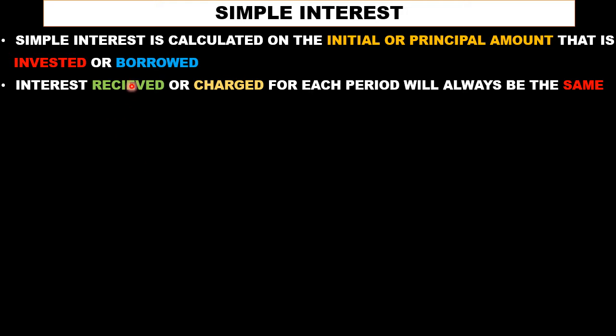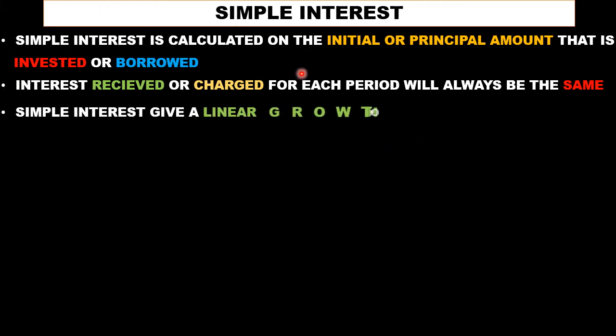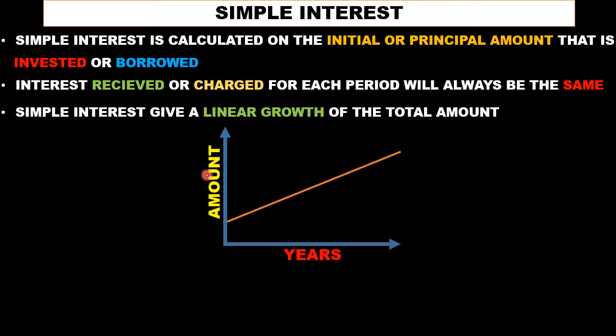Okay, it is received by the lender or it is charged to the borrower. For each period it will always be the same when we talk about simple interest. And simple interest gives a linear growth of the total amount. It has to be linear because it is increasing in the same way. You know, the rate is constant. If it is 1 rand, it is 1 rand, 1 rand, 1 rand, so it's the same. So it will actually give you a graph of this nature.